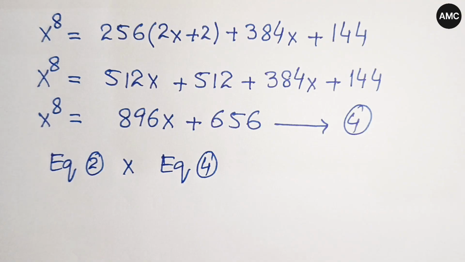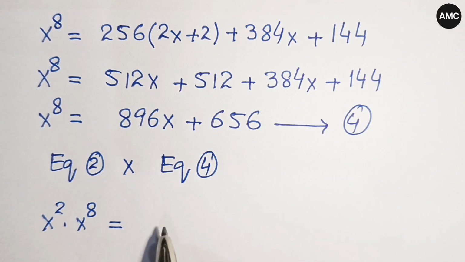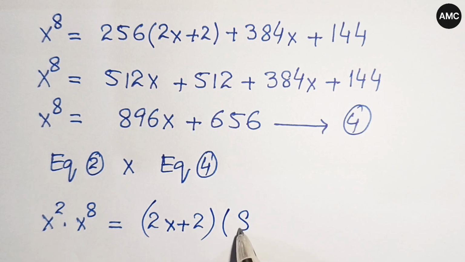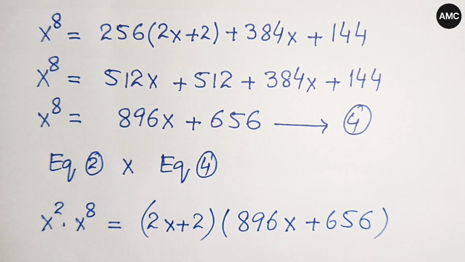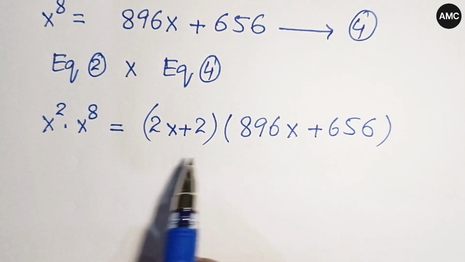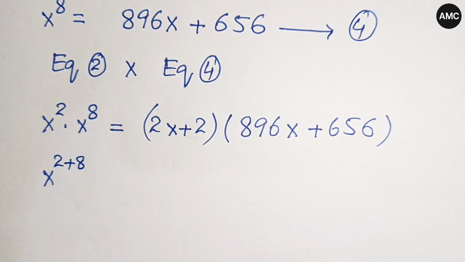So we have here x squared times x to the power 8, that is equal to, right hand side of equation 2 is 2x plus 2 times, here we have 896x plus 656. Now we have to multiply our left hand side and right hand side. Here we have x to the power 2 plus 8. According to the algebraic identity, bases are same, power will be added.